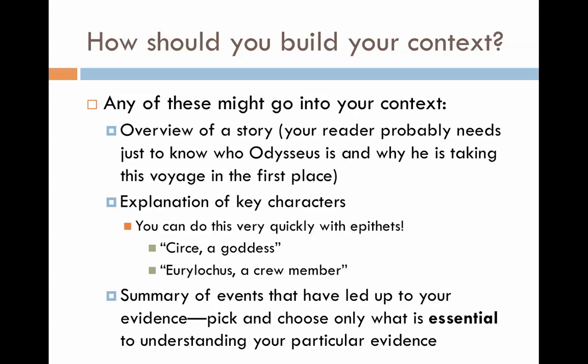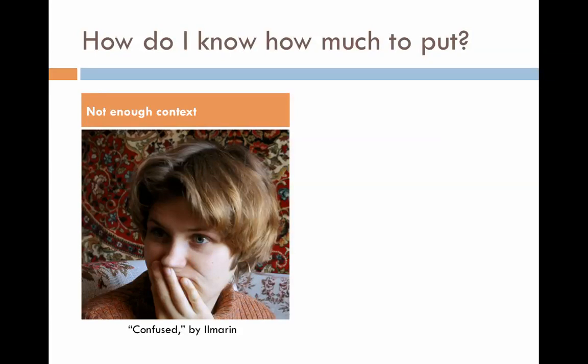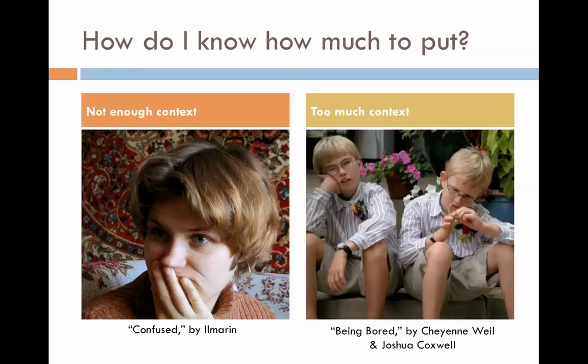Your reader will also probably need a summary of events that have led up to your evidence, but be careful. You want to pick and choose only what is essential to understanding your particular evidence. How do you know how much context to put? Well, you can tell that you probably had not enough context if you read your paper to somebody who didn't know the Odyssey and they said, "Wait, what?" and looked at you with confusion. They probably needed a little bit more context. But if you go on and summarize everything and tell everything that's happened before you even get to your evidence, your audience is going to start to look at you like this and say, "Ugh, get to the point." And that's probably too much context.